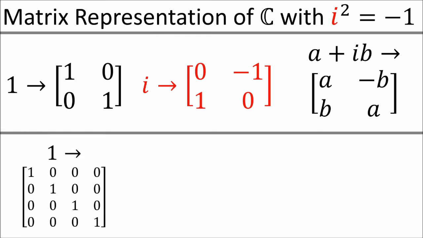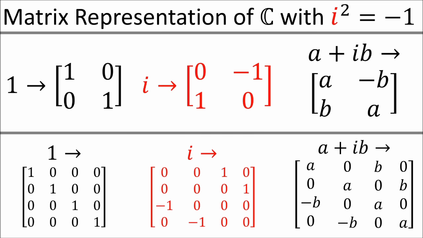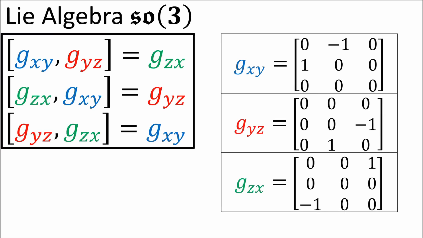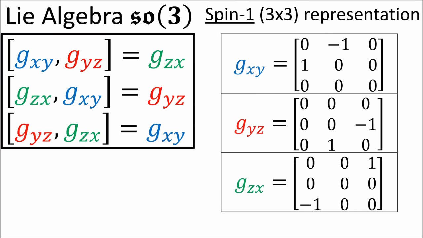However, there are many different matrices of all different sizes that also behave like the complex number i and square to the negative identity matrix. We call these different matrices different representations of i. Similarly, the Lie algebra so3 is defined by the following commutation relations between the three basis generators. We've already found one set of 3x3 matrices that satisfy these relations, but we can also look for matrices of other sizes which also satisfy them.